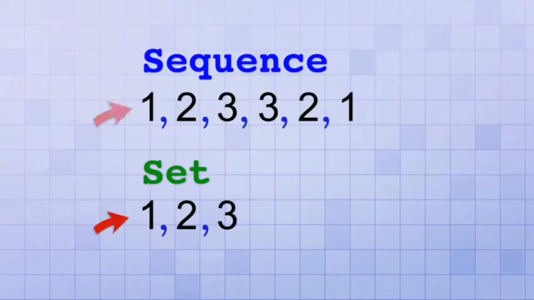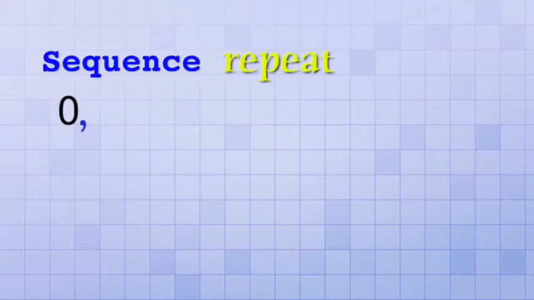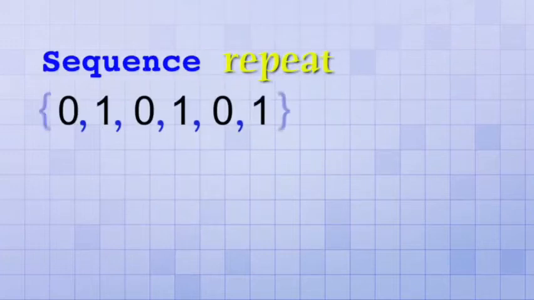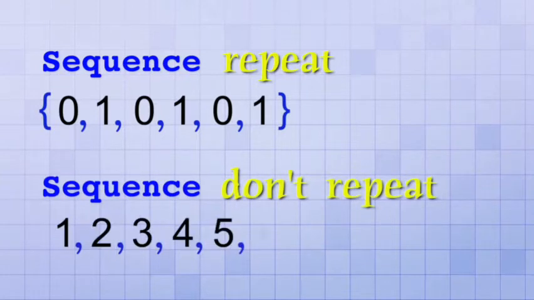Both sets and sequences use the same notation in math. Each number or element is separated by a comma, and the whole group is put inside curly braces, like this. Some sequences of numbers repeat, like the sequence 0, 1, 0, 1, 0, 1, but some don't repeat, like the sequence 1, 2, 3, 4, 5, 6.